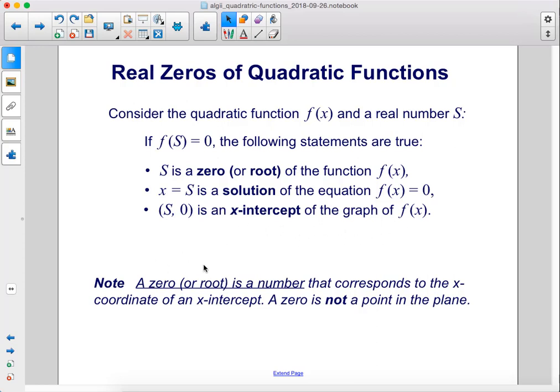Note, a 0 or root is a number that corresponds to the x-coordinate of an x-intercept. A 0 is not a point in the plane.